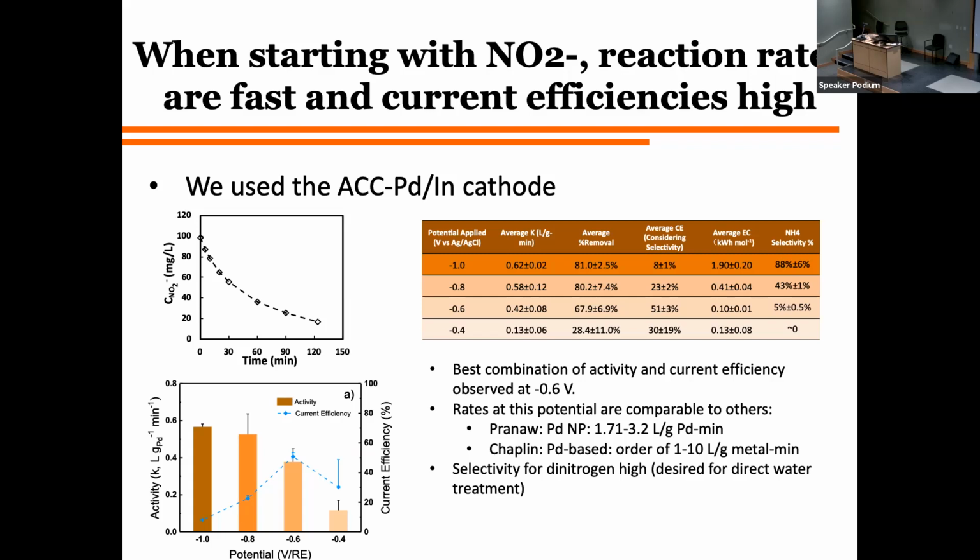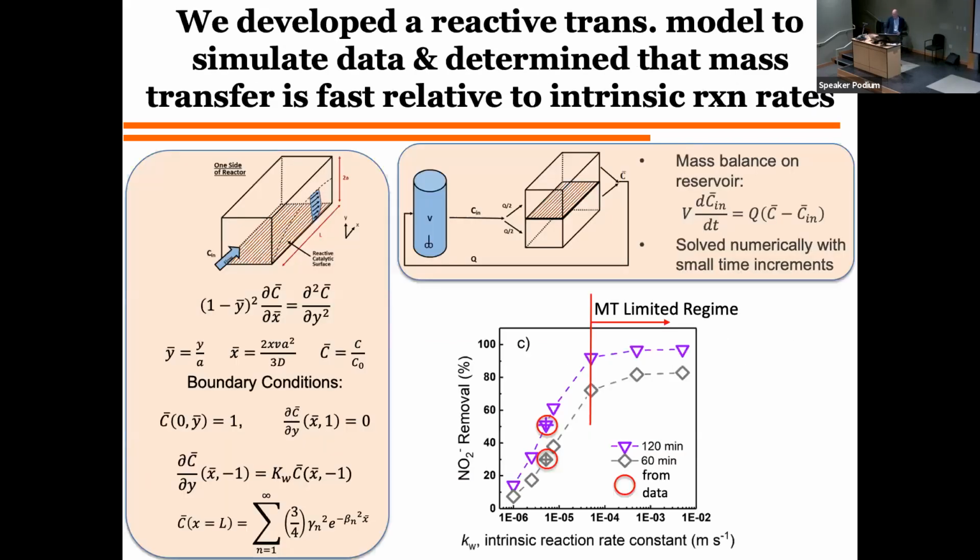In water treatment, we don't want to go having ammonia sticking around in our drinking water. We'd like to take that all to innocuous N2. So -0.6 volt looked like our sweet spot. The rates were comparable, maybe a little bit lower than what we'd seen in the literature, but still, I think, relatively high. And we were getting good selectivity for dinitrogen. So I was pretty pumped up. So let's try nitrate.